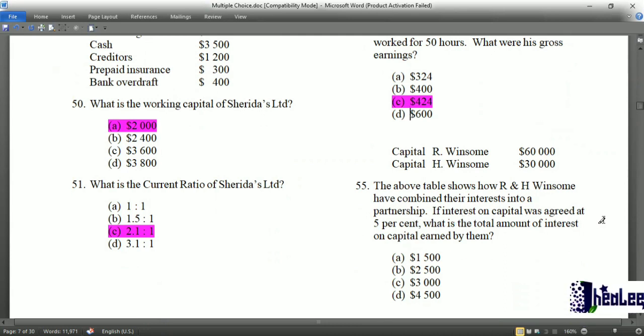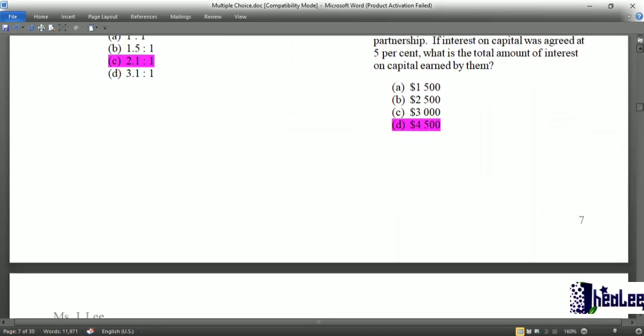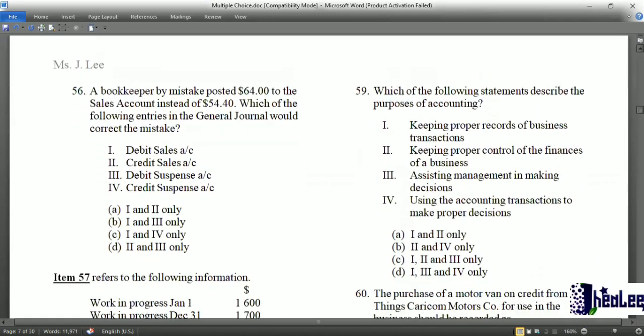Number 55, the above table shows how R and H Winsome have combined their interest into a partnership. If interest on capital was agreed at 5%, what is the total amount of interest on capital earned by them? So all they're asking you to do is add up the capital, and you're going to find the interest to be paid out on capital to these partners, and that would be 90,000 multiplied by 5%, and that gives you a result of $4,500.